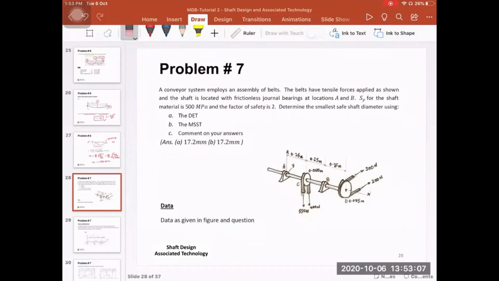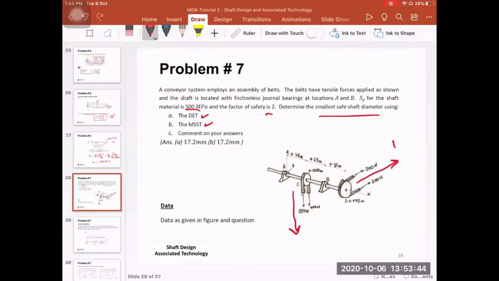The yield strength for the shaft material is given. So we know that the yield strength is 500 megapascal. Factor of safety is given. Determine the smallest shaft diameter based on the distortion energy theory and the maximum shear stress theory, and comment on the answer. So what we have here is a combined stress state. But what is interesting about this problem is that we have forces in this direction and we have forces in this direction. So we have forces in two perpendicular planes.